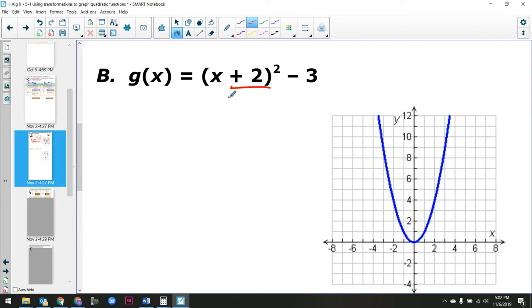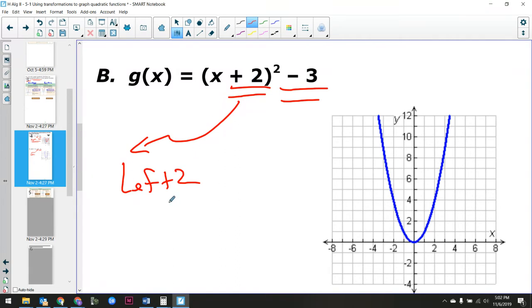Two things I see, here and here. This guy is a left 2, opposite, counterintuitive of what you think. I see a plus, I think it's going to go right. Oh wait, it's inside, go left. Down. Okay, left 2, down 3.